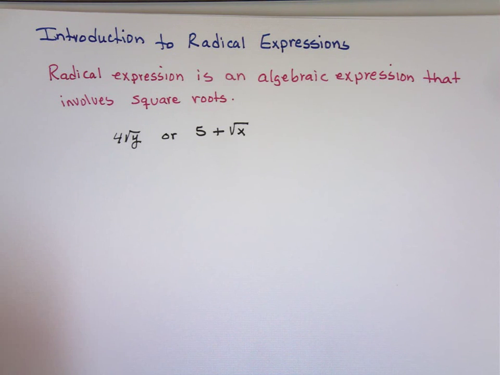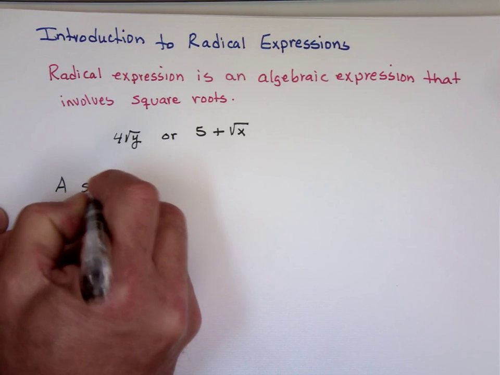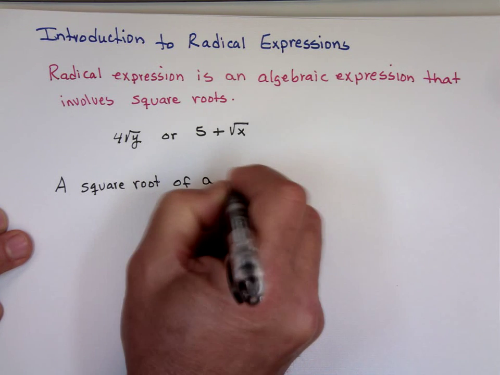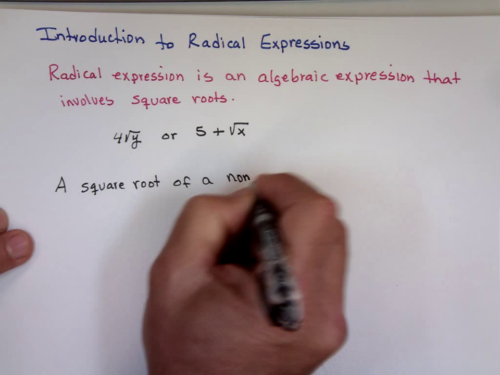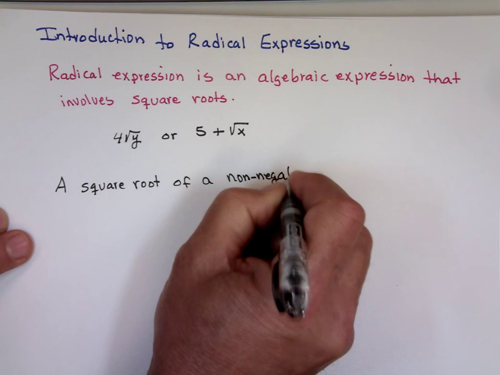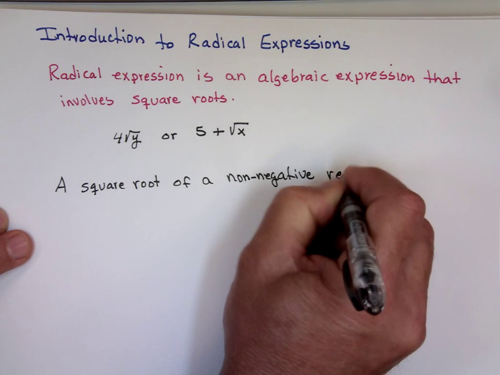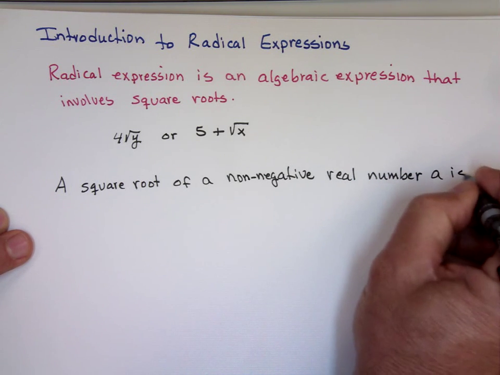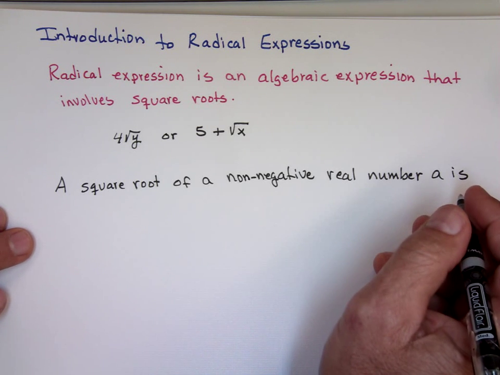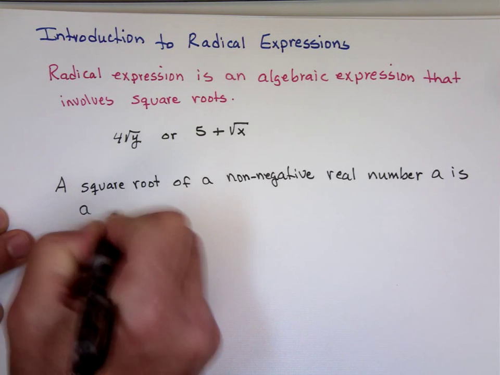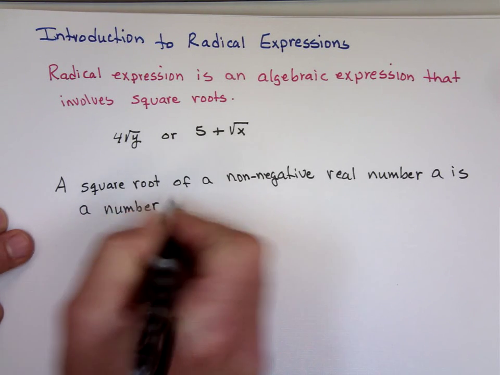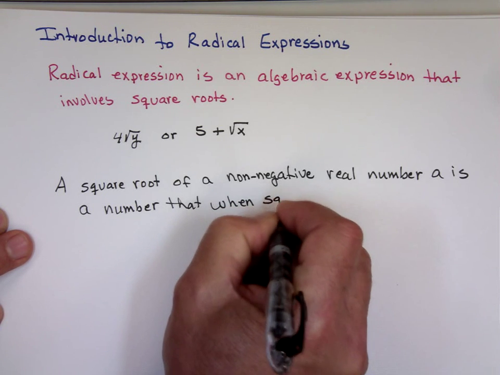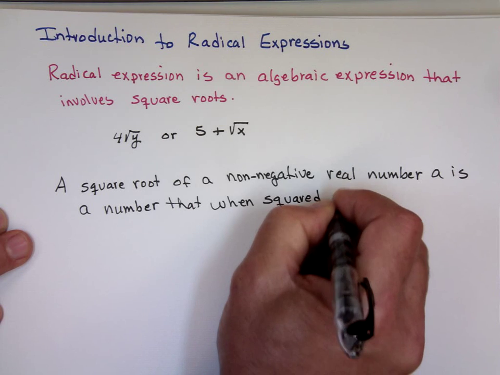So you heard me mention the word square root. So what is a square root? A square root of a non-negative real number, we'll call it A for example, is a number that when squared the result is A.